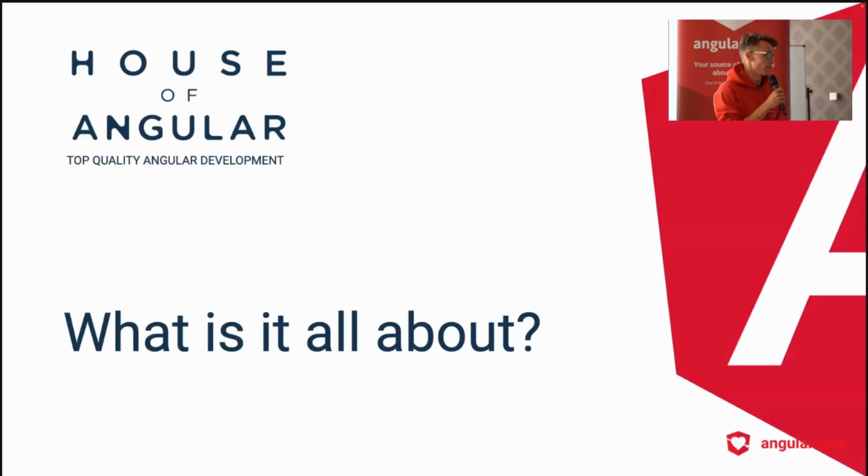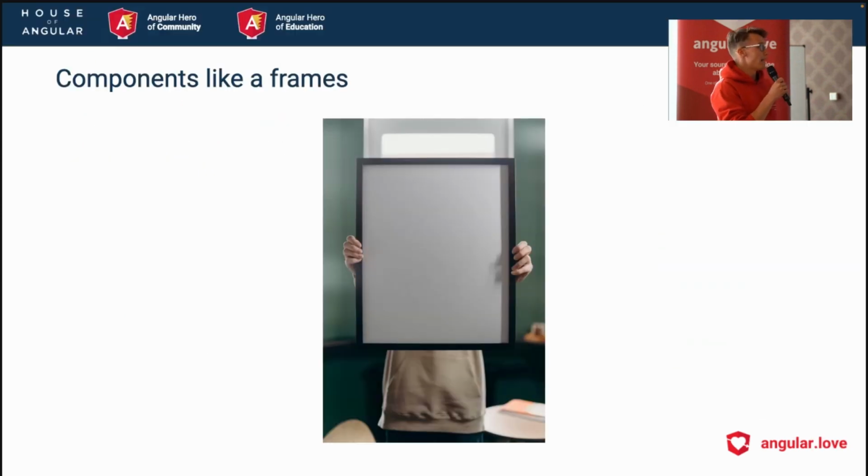Okay, so let's start. What is it all about? Let's imagine that your component is like a frame. Initially, this frame is empty. It's like a blank page, tabula rasa, you know. And this is your component, and you are going to change the content that is presented within it, for example, here on this blank page, on this white poster. So our component is exactly like a frame.